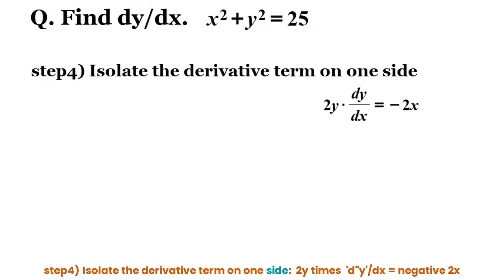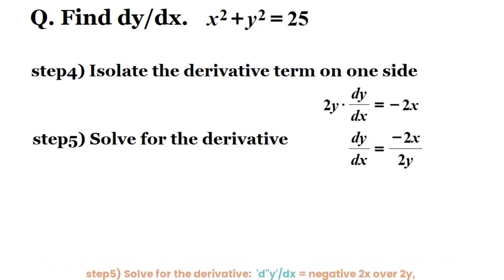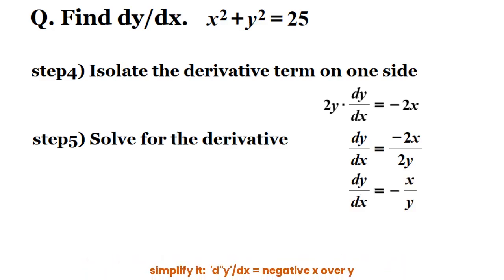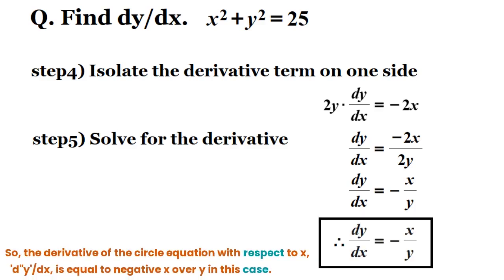Step 4. Isolate the derivative term on one side. 2y times dy/dx equals negative 2x. Step 5. Solve for the derivative. dy/dx equals negative 2x over 2y. Simplify it. dy/dx equals negative x over y. So, the derivative of the circle equation with respect to x, dy/dx, is equal to negative x over y in this case.